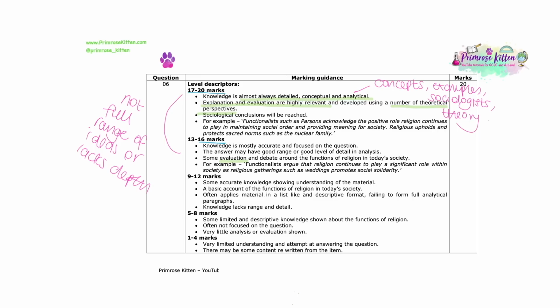So let's apply everything we've just talked about in the 17 to 20 mark level descriptors, and let's have a look at a model answer.